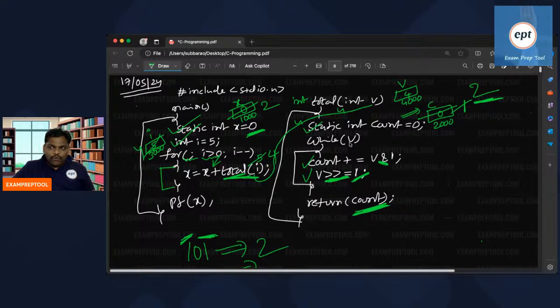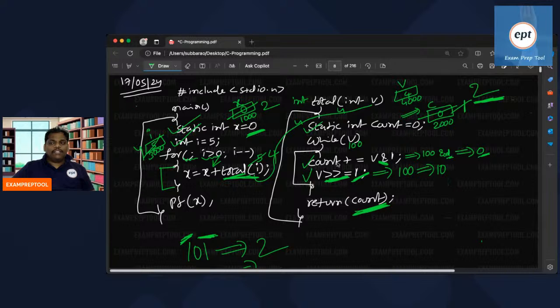So 4 is going. 4 means 1, 0, 0. Now count is equal to count plus this. So if you do 1, 0, 0 AND operator 1, it will become 0, because 1 means 0, 0, 1. If you do the AND operation, you will get a 0. So count is equal to count plus 0, no change there. Then V is equal to V right shift. When you do right shift, 1, 0, 0 becomes 1, 0.